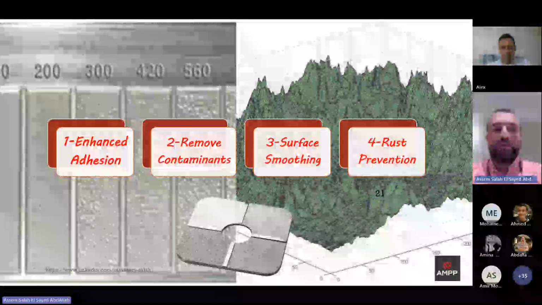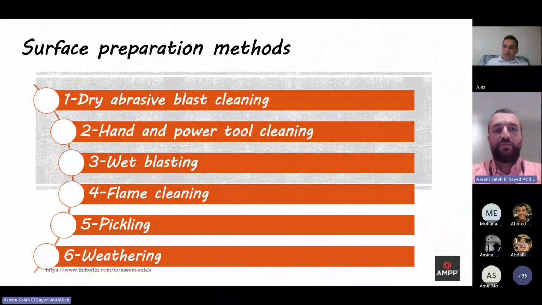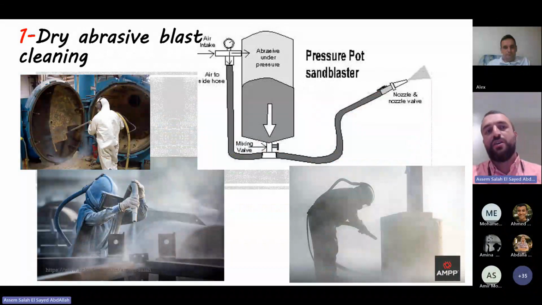You may have some irregularity in the surface. You have to remove it before painting. And the fourth reason is rust prevention. You may have some water on the surface, invisible, you cannot see it, and the surface preparation technique will remove this. And we have 6 types of surface preparation. I think the most common are the first and second, but we have 6 methods for surface preparation.